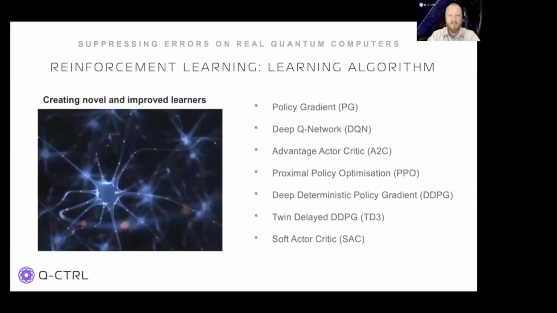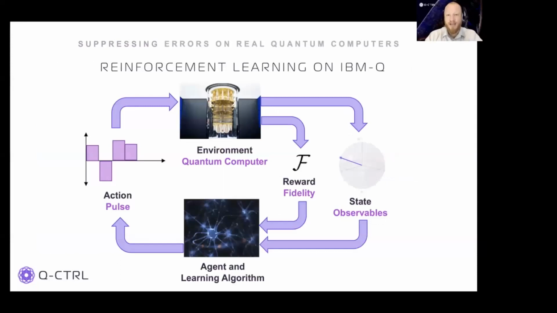The final element of the process is the learning algorithm. The learning algorithm takes into account the actions, states, and rewards and improves the intelligence of the agent. We have performed experiments with a wide variety of learners, including deep policy gradient, deep Q network, advantage actor critic, proximal policy optimization, deep deterministic policy gradient, twin delayed DDPG, and soft actor critic. We will include a detailed comparison of these algorithms in future work. All these learners have hyperparameters that must be tuned before they can be used on a real experiment. We have simulated a quantum computer using Boulder Opal, which can take into account realistic non-Markovian noises to tune these hyperparameters. I've now established how we connected our reinforcement learning algorithm to IBM's quantum computer.